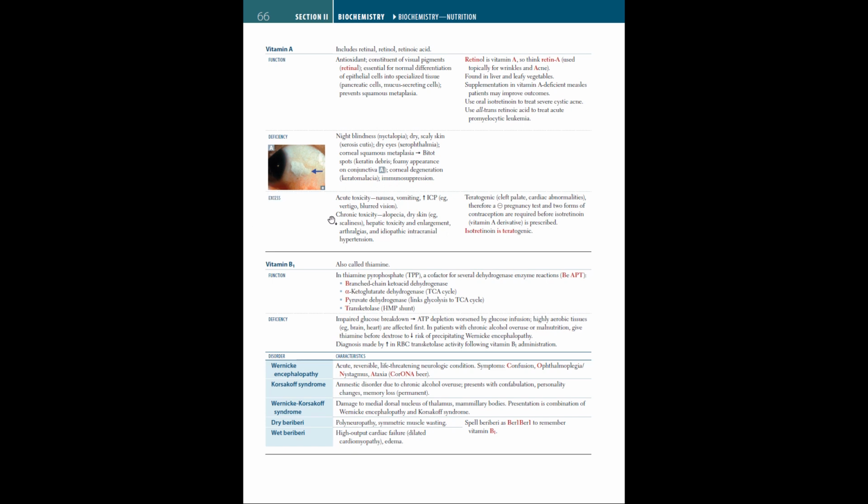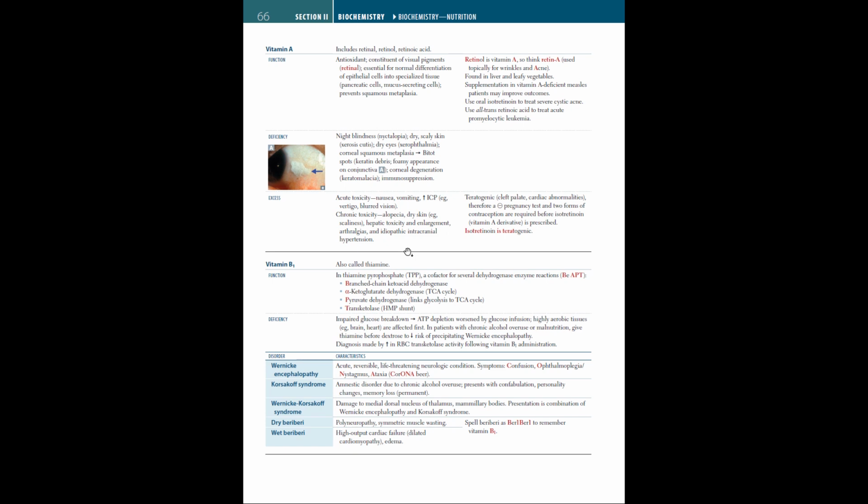Now, if you have an excess of vitamin A, this leads to acute toxicity, which is nausea, vomiting, increased intracranial pressure. This leads to vertigo, blurred vision, and this is acute toxicity. If you have chronic toxicity of vitamin A, you have alopecia, dry skin, for example scaliness, hepatic toxicity, enlargement, arthralgias, and idiopathic intracranial hypertension.